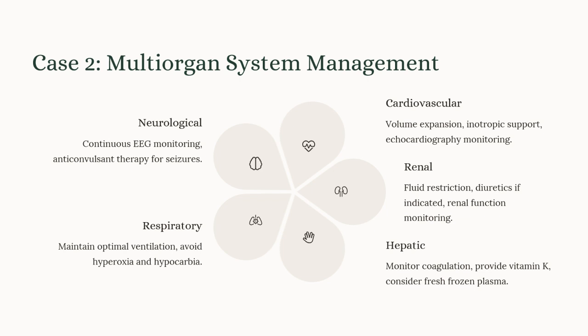Renal: fluid restriction is key. Diuretics may help, but be cautious. Overhydration worsens brain swelling. Hepatic: check clotting. Support with vitamin K. FFP if needed. Respiratory: keep oxygen in the sweet spot. Avoid both hypoxia and hyperoxia. Pro tip: the brain doesn't heal in isolation. It needs the whole body to be stable.